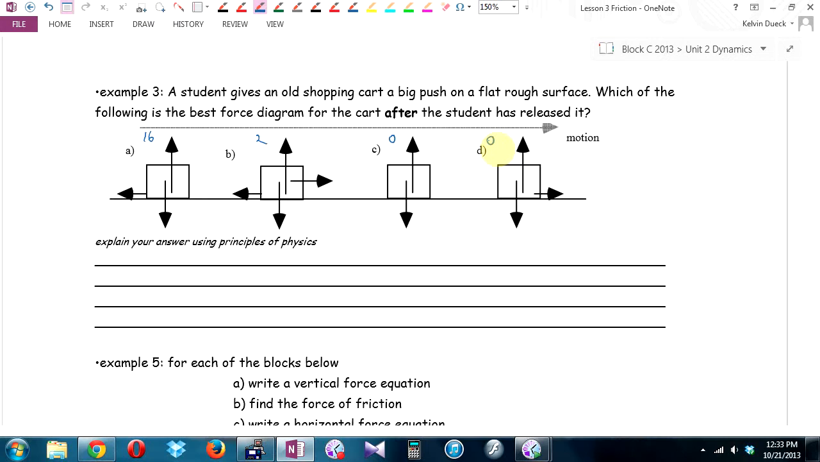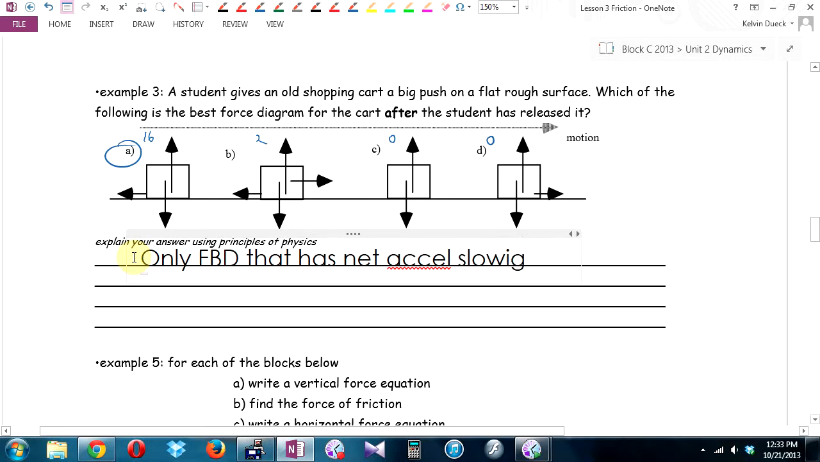In fact, B and C are the same net result, even though you've got two forces canceling themselves out in part B. What about D? That's speeding up, if to the right is speeding up. A. Why? Only FBD that has net acceleration slowing down.